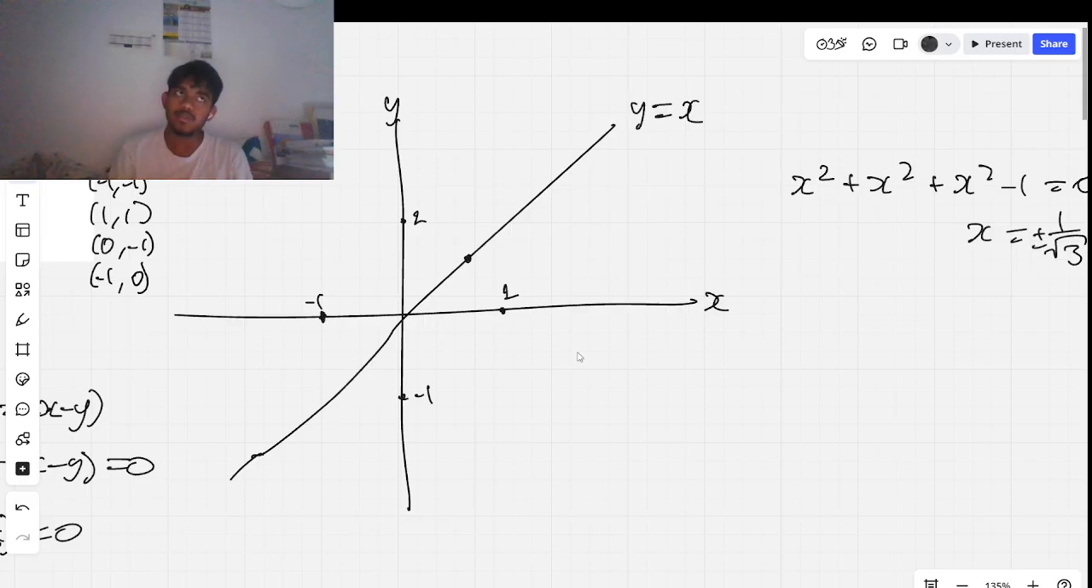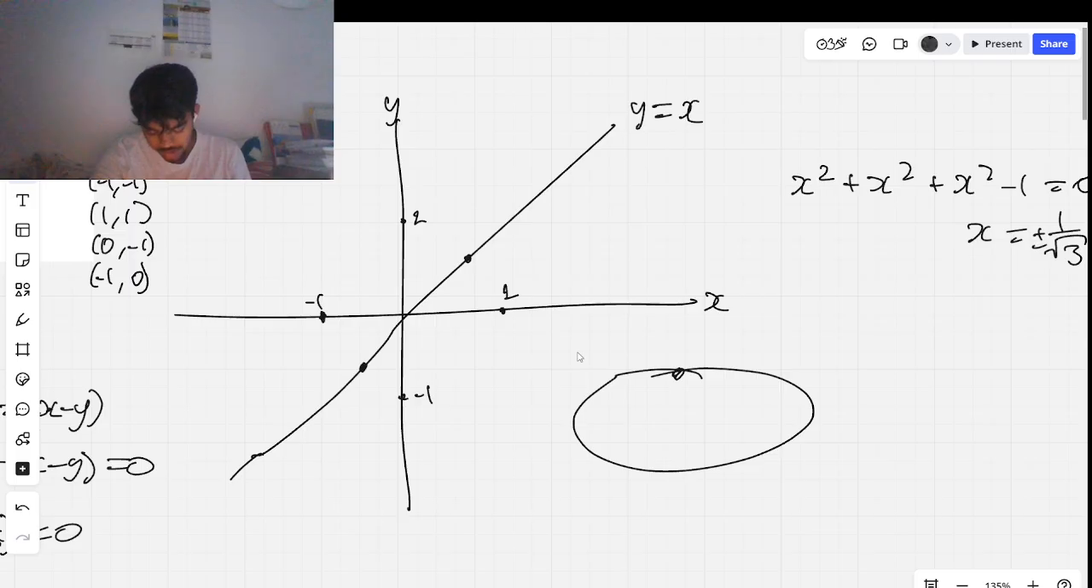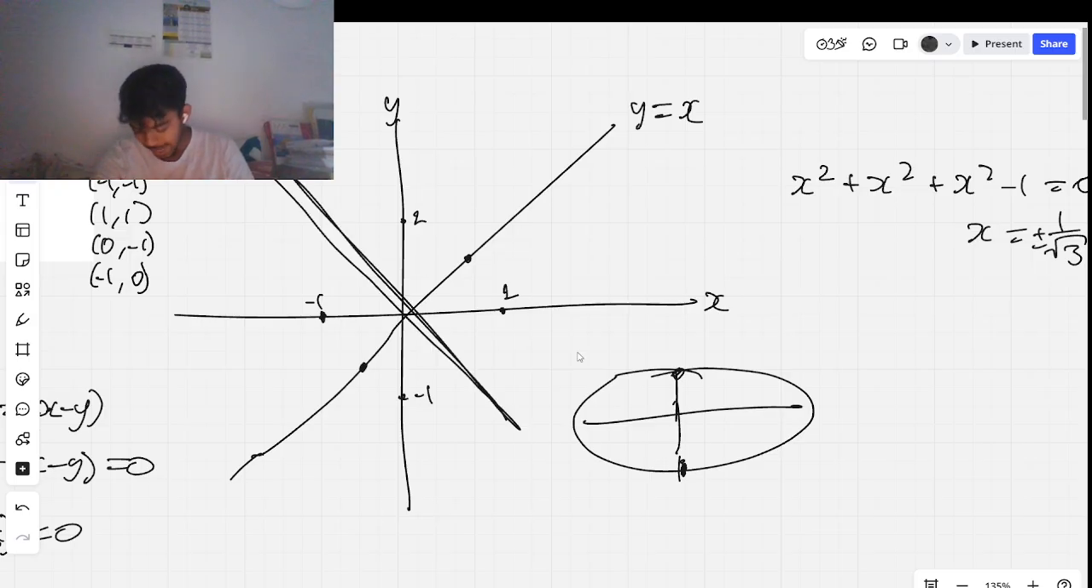Well, root 3 is bigger than 1, so this is going to be here. So it's definitely not a circle. And if you have an ellipse, the squished sides kind of tell you which one is the elongated side. So I know my elongated side is going to lie on this axis.